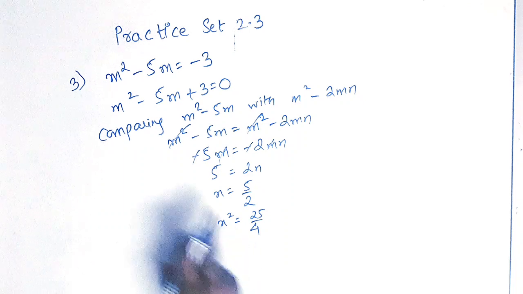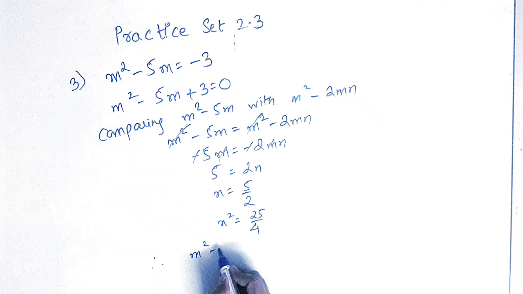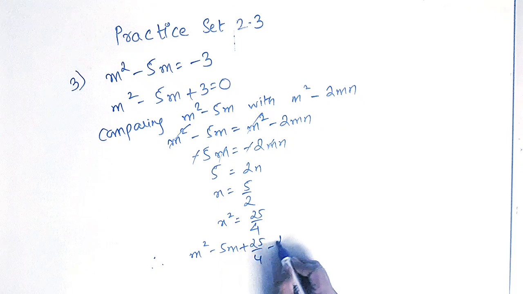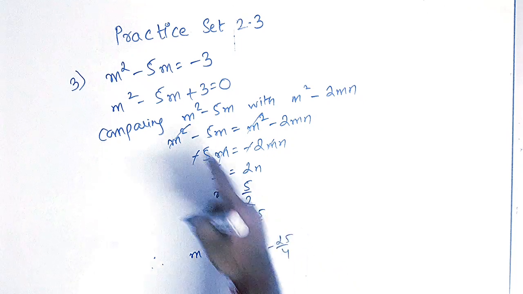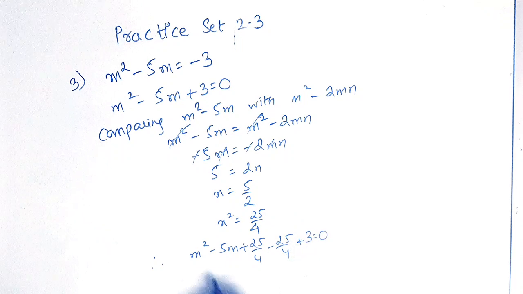So this we have to put, therefore m square minus 5m plus 25 by 4 minus 25 by 4, then we'll take plus 3 equals 0. Why do we take this? Because now we have completed the square. This is a square minus 2ab plus b square. So we can write this.